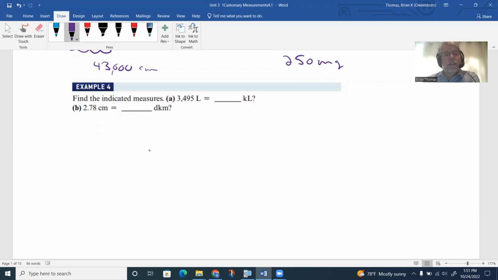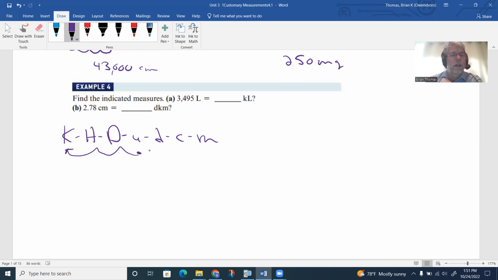So find the indicated measure. If I have 3,495 liters and I want to convert that to kiloliters. So we have King Henry doesn't usually drink chocolate milk. Notice how liters is the no prefix. That means we're at this spot. And I have to convert to kiloliters, which is the big K. So it's 1, 2, 3 to the left is where my decimal's got to move to.